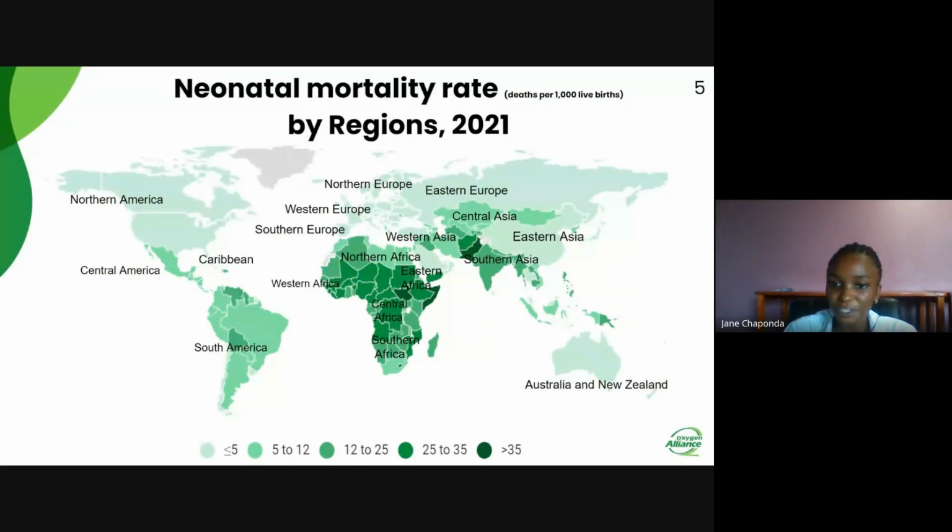So one of the contributing factors to an increased neonatal mortality rate in low-resource countries and regions is having inadequate basic technologies, including neonatal oxygen-related equipment. Moving on, let's look at the delicate nature of neonates.